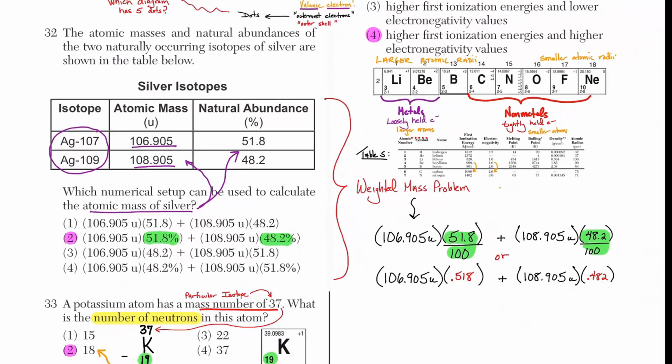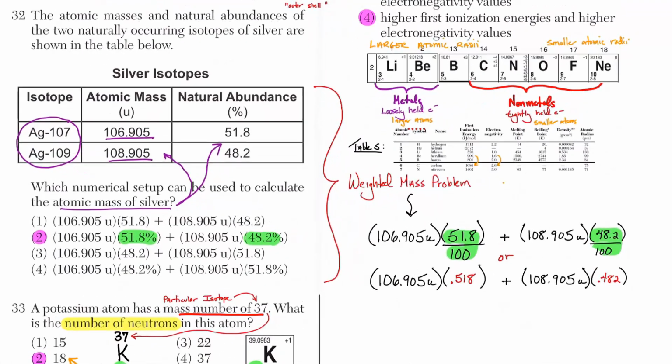And all we're going to do is find the percentage, 51.8% of this mass, and then add it to 48.2% of this mass. Now, when I first saw this question given, I didn't like how they gave it out because they have the percentages there.